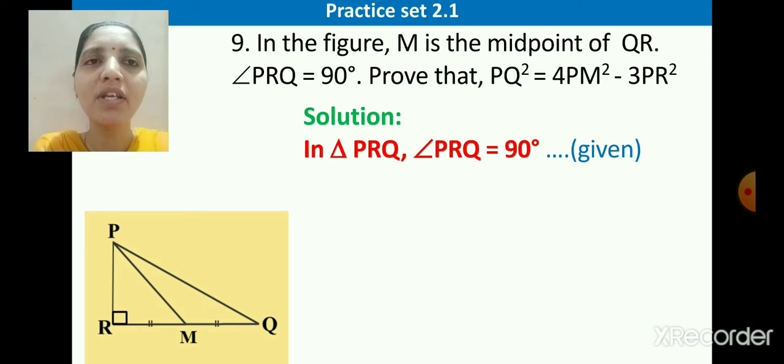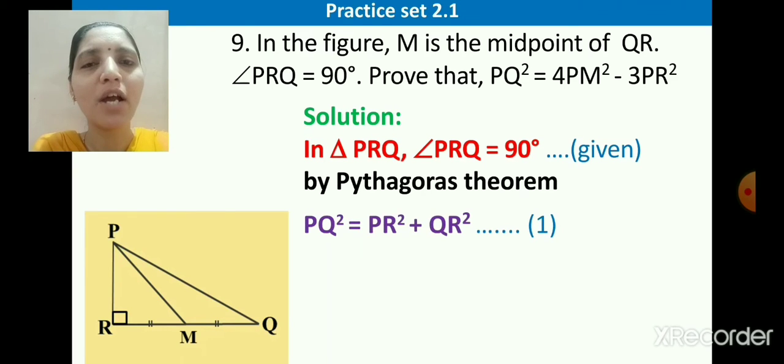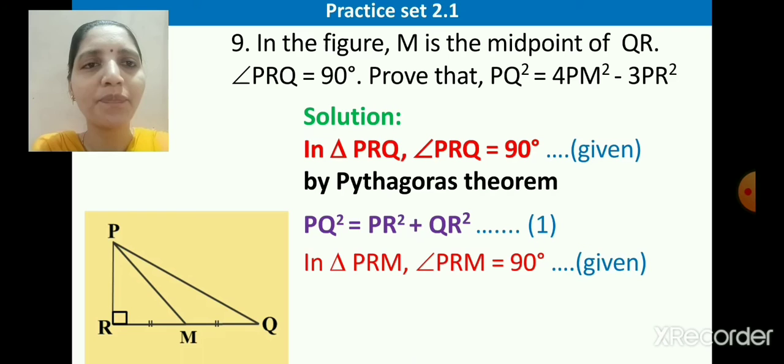Now what is given? In triangle PRQ, angle PRQ is given as 90 degree. So write this reason as given. Then you can apply the Pythagoras theorem here. So by Pythagoras theorem, PQ square is equal to PR square plus QR square. Write this equation as equation 1.